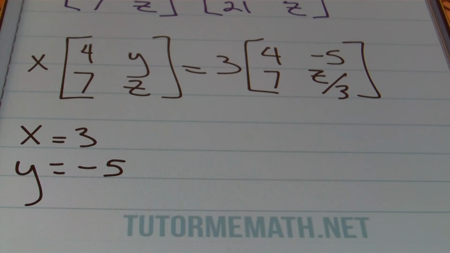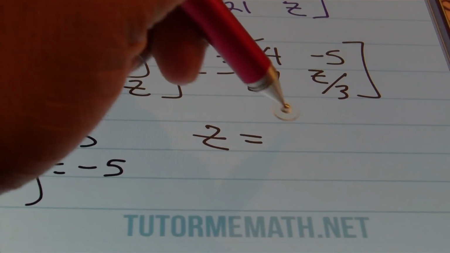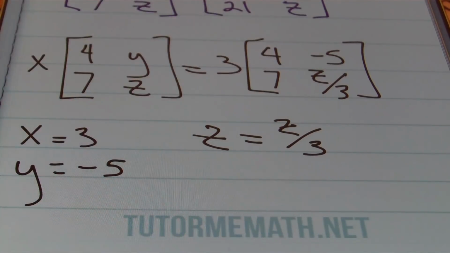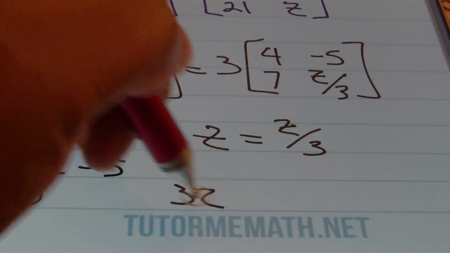And the next thing that we could do is we can set up an equation saying that z equals z divided by 3. Right. They're the corresponding elements, right? The second row, second column, they have to be equal to one another. So in order to solve for this, let's go ahead and multiply both sides by 3. I think I'll enjoy doing that.